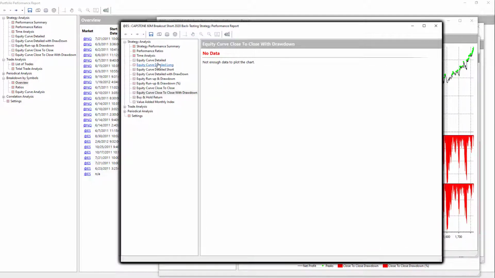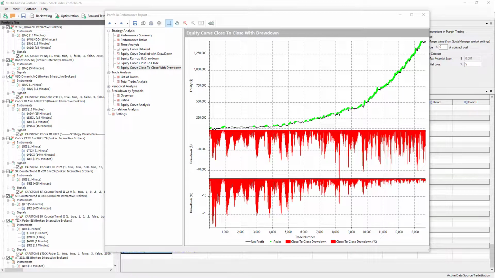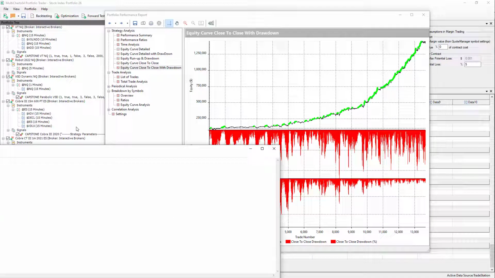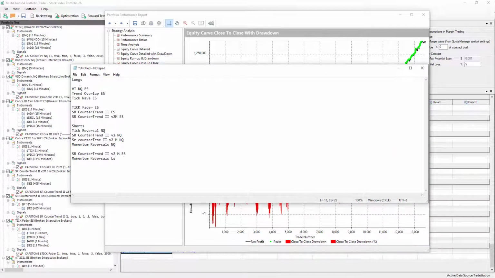So I'm going to pause the video, make a note of the weaknesses in the long strategies, and then I'll turn the video back on and we'll go over the combined results. So I've made a note of the strategies on the long and short side that are the biggest challenges. Here is what I am showing on the longs in the ES.